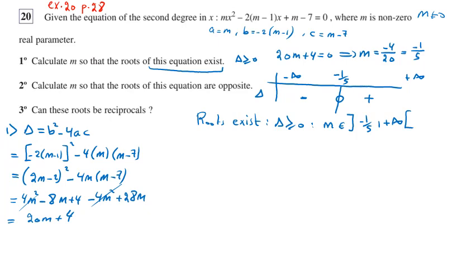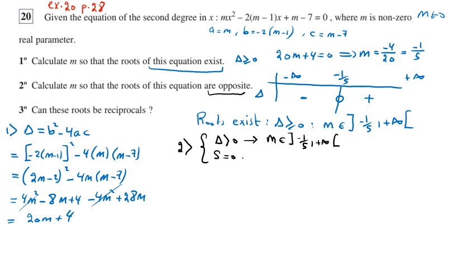Calculate m so the roots of this equation are opposite. He is talking about the roots. Then first condition, delta is positive. Second condition, when the roots are opposite, then the sum will be equal to 0. The sum of the roots is equal to 0. Delta positive, we already calculated it. M belongs to minus 1 over 5, plus infinity.